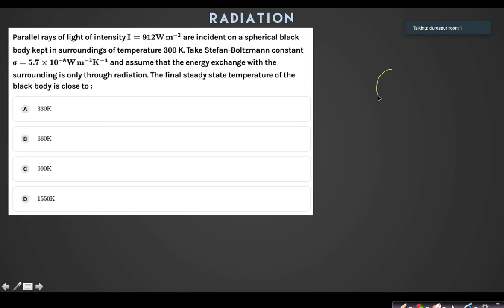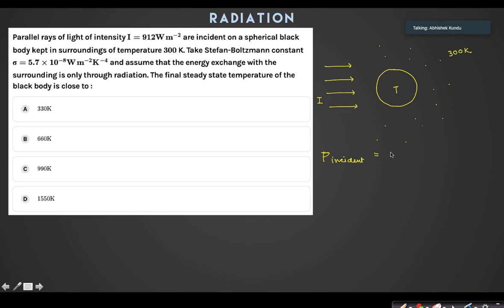So this is a spherical black body, and parallel rays of intensity I are incident on it. It is kept in a surrounding of temperature 300 Kelvin, and its temperature in steady state suppose is T. Then what is the incident radiation on it? Can you tell me what is the incident radiation, or the power incident?